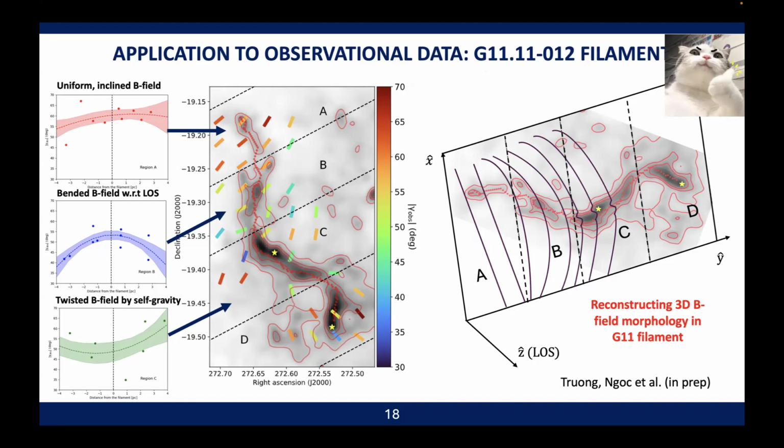This shows us that the magnetic field here tends to be bent with respect to the line of sight. And for region C, this is the region where the self-gravity is quite strong and there is massive clump formation. The effect of the self-gravity can twist the magnetic field, causing the magnetic field to be more inclined with respect to the line of sight. That's why when we analyze toward the inner dense region, we can see that the inclination angle tends to decrease in the case of region C. So from the inclination angle combined with the 2D information, we can have the 3D structure of the magnetic field in overview.